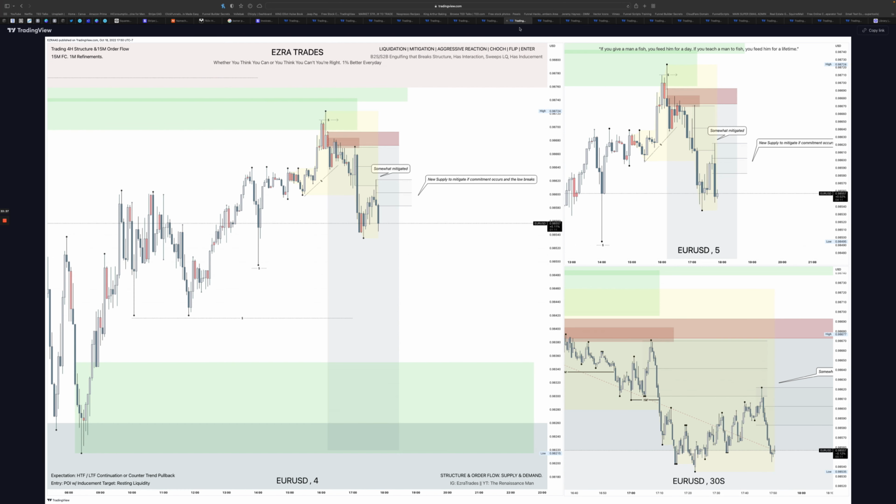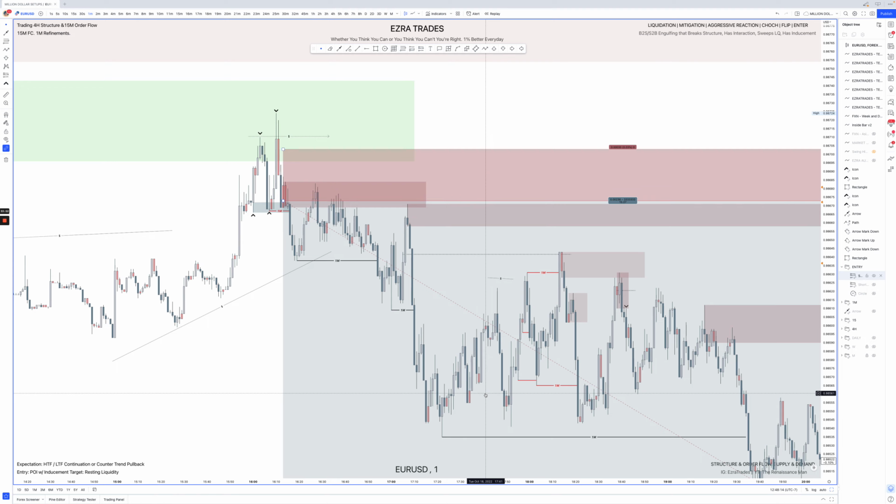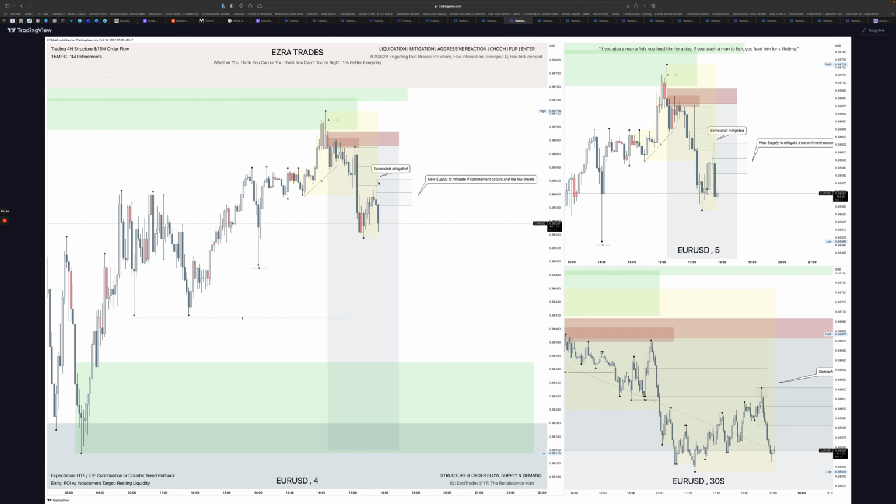Now here's my next play. What am I looking for? So at this moment we have a somewhat mitigated POI, which is the one that I was showing you here. So this area here was the 1 minute range that broke, right? Now at that moment, if we go back here, it's somewhat mitigated, and then now we've created this basically this shooting star that looks like it's engulfing to the downside.